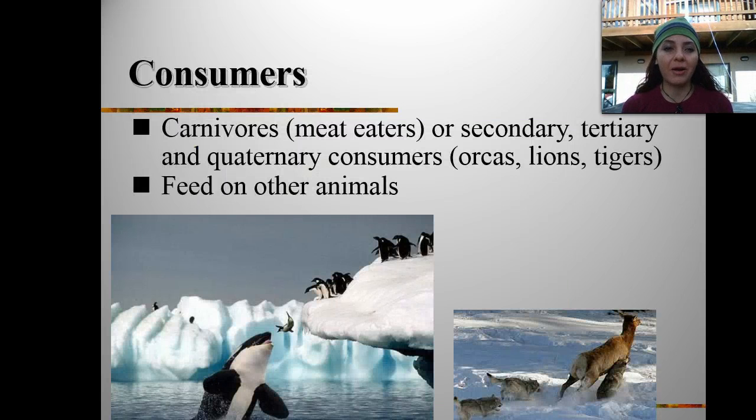Next, we're going to talk about carnivores. These are meat eaters. These will be our secondary, tertiary, and quaternary consumers. Examples of these would be orcas. So this orca right here is waiting for this penguin who got pushed off by his mean friends. So this penguin's going to be orca food right now. So he's like, meep. And then wolves that are attacking this deer right here, those are also an example of a carnivore. So carnivores feed on other animals.